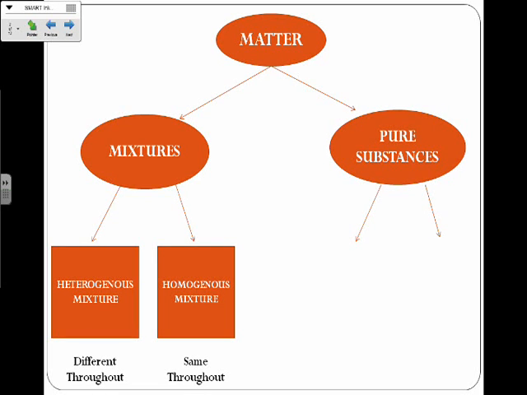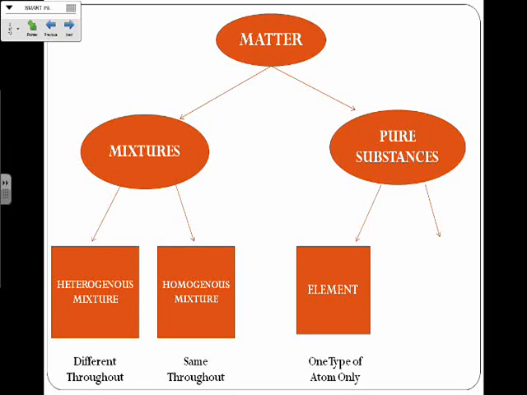Now let's move over to pure substances. You have two categories that make up pure substances. The first one is an element. Now an element is one type of atom only. When you look at the periodic table, either in your book since you're at home or on the wall when you're at school, each one of those little boxes represents one element. And that one element has one type of atom. If I'm looking at an oxygen element, that means it's only made up of oxygen atoms. And so an element is a pure substance. And so an element is only one type of atom.